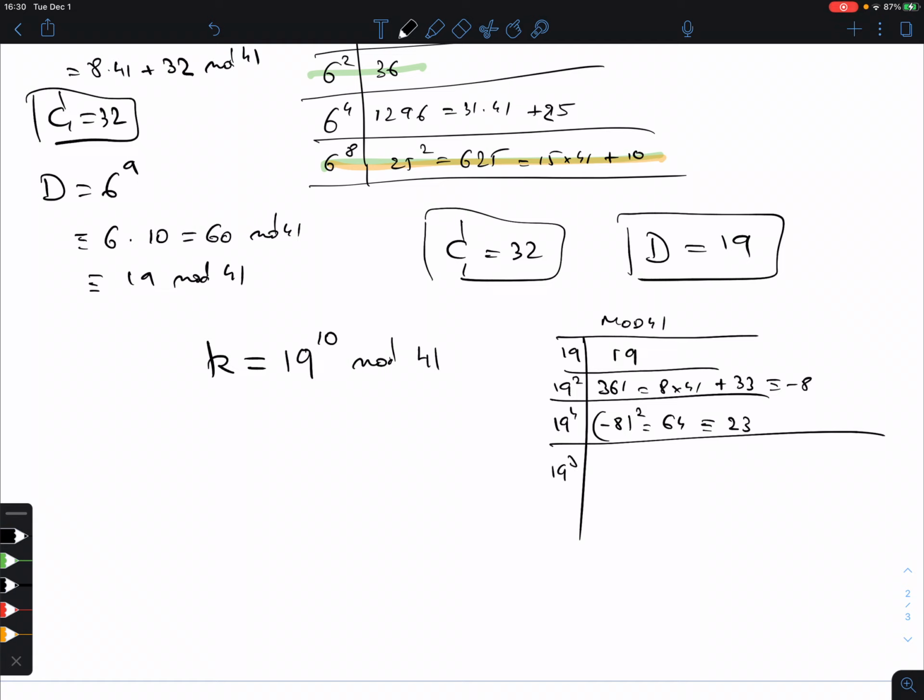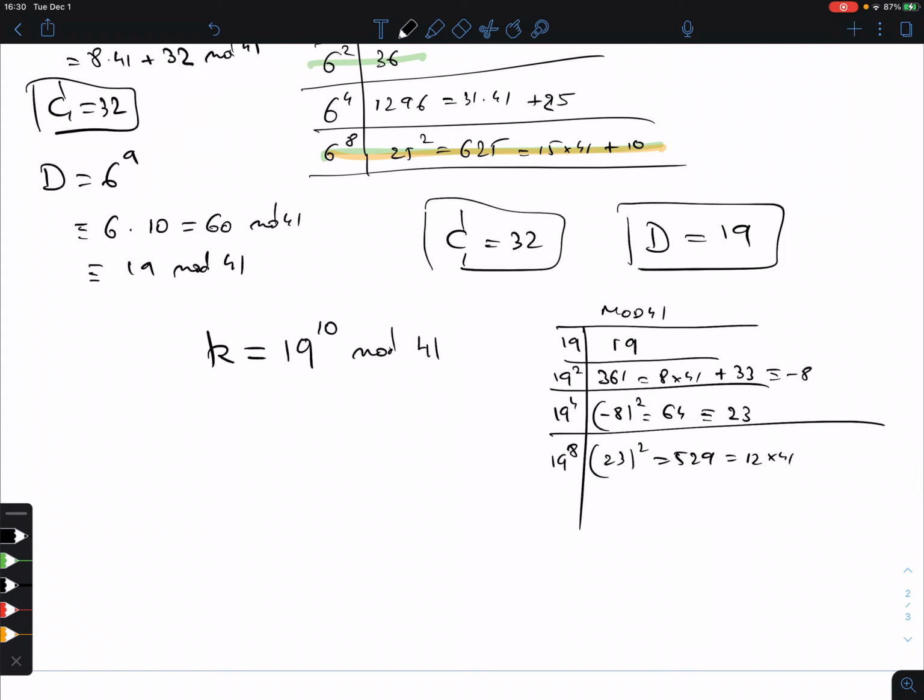Okay, and then 19 to the power 8. That is 23 squared, divided by 41. That's 529. That is 12 times 41, 492, is minus 37, plus 37. So minus 4, but let's not do this now here.